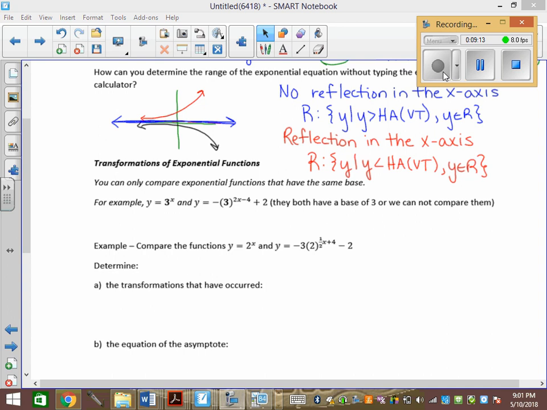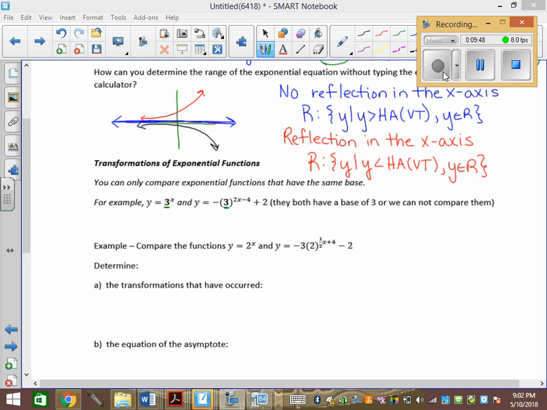Transformations of exponential functions. You can only compare exponential functions that have the same base. For example, y equals 3 to the x and y equals negative 3 to the 2x minus 4 plus 2. They both have base 3. Or we cannot compare them. So if they both didn't have base 3, I couldn't tell you what transformations happened. But because they have base 3, I can list the transformations. And that 3 doesn't affect a transformation. It doesn't give me a vertical stretch or a horizontal stretch or anything. It has to be the same. And the rest around it tells me what happened.